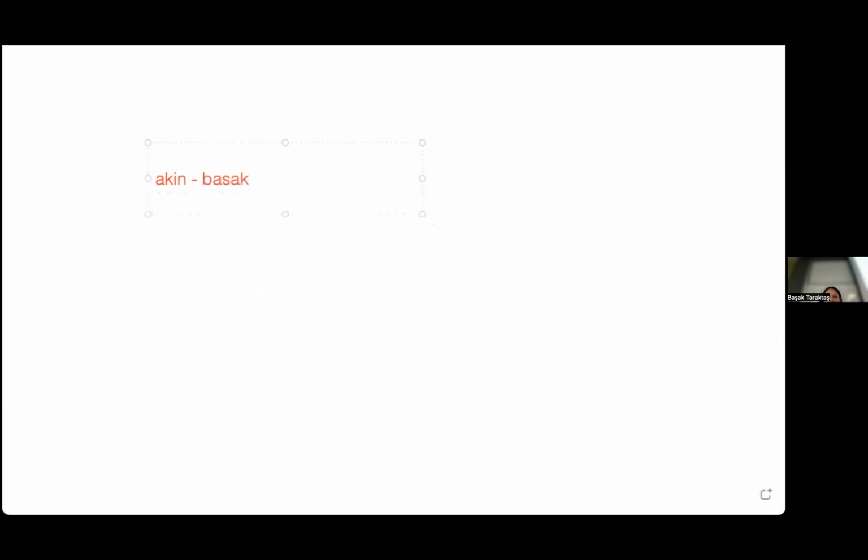Imagine that we are looking at a small network, and these would be connections. Akın, Başak, Cihan, Cihan, Ayşe. Two Cihans doesn't make sense. Anyways, let's go with this. So how many nodes do we have? Akın, Başak, Cihan 1, Cihan 2, and Ayşe.